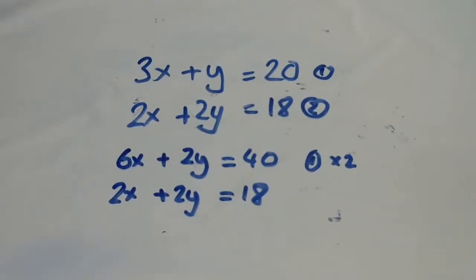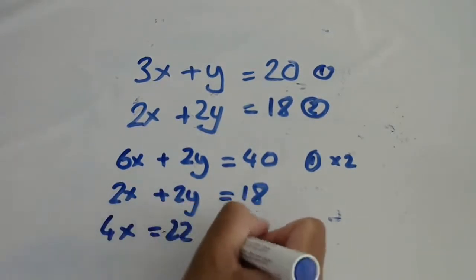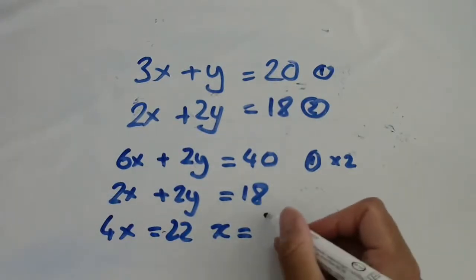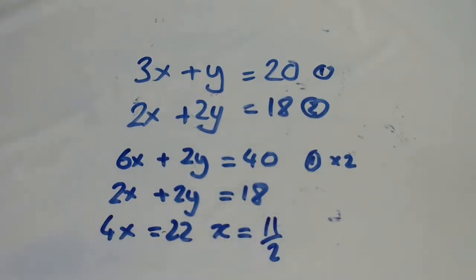What I'm going to do now is just finish the equation as normal. So here I've got a plus 2y and a plus 2y, so I'm going to subtract them. I end up with 4x equals 22, and x equals, what would that be? 22 over 4, 11 over 2. Yeah? And obviously you can find y from there. You just substitute back in.